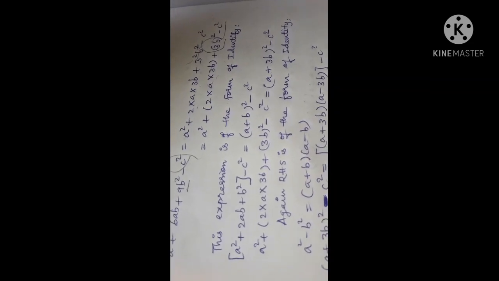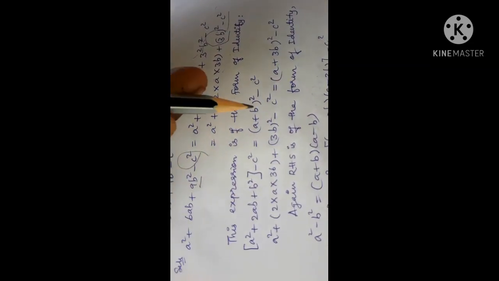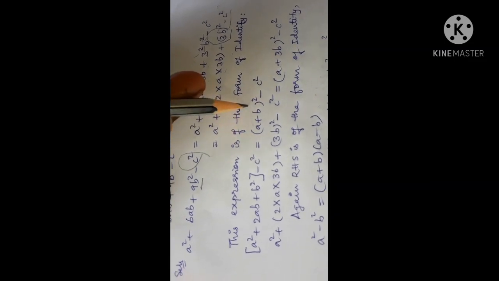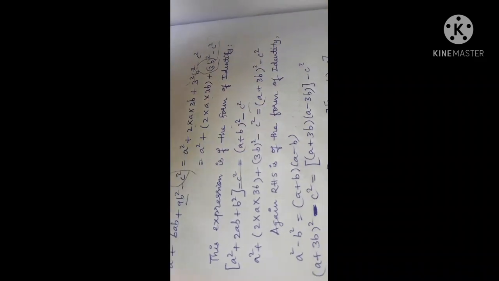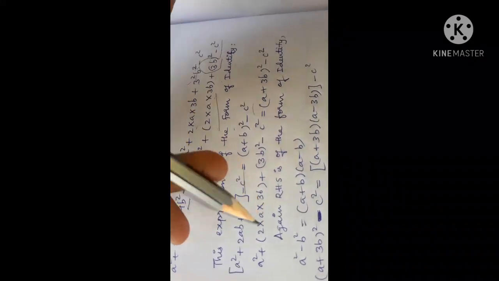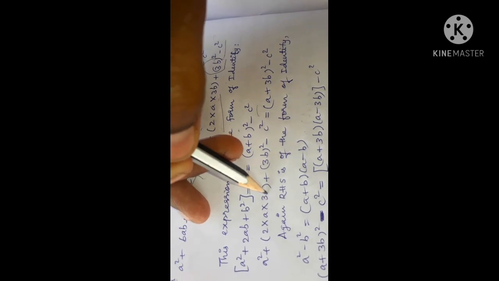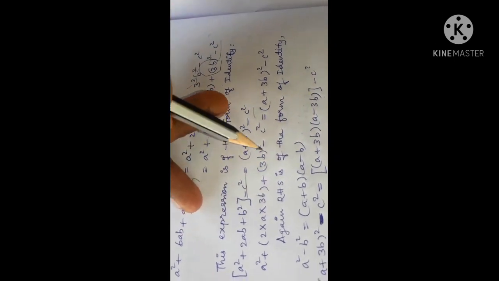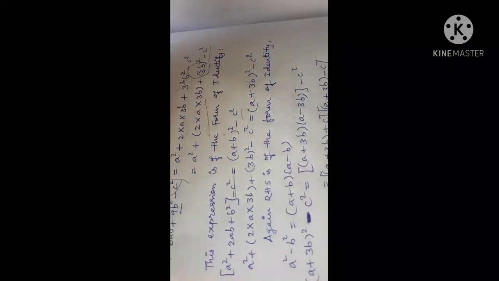It is acceptable only. So it is a square plus 2ab plus b square, which is equal to a plus b whole square. You already know. I am adding extra minus c square on both sides. Now when you expand this, substitute this one here, you will get a square plus 2 into a into 3b. It is not 36, it is 3b, okay. Plus 3b whole square minus c square equal to a plus 3b whole square minus c square.